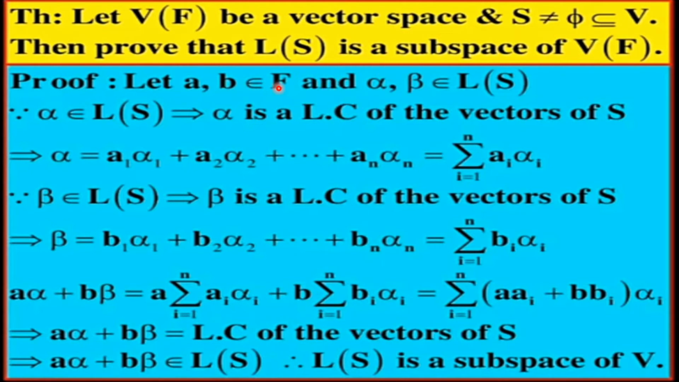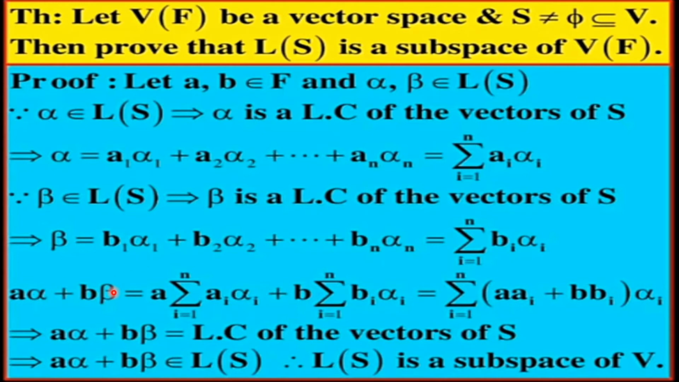Let a, b belong to F and alpha, beta belong to L of S. Since alpha belongs to L of S, alpha is a linear combination of the vectors of S. That gives alpha equal to a1 alpha 1 plus a2 alpha 2 plus and so on plus an alpha n. That can be written as sigma ai alpha i, where i equals 1 to n. Since beta belongs to L of S, beta is a linear combination of the vectors of S. That gives beta equal to b1 alpha 1 plus b2 alpha 2 plus and so on plus bn alpha n, that is, sigma bi alpha i.